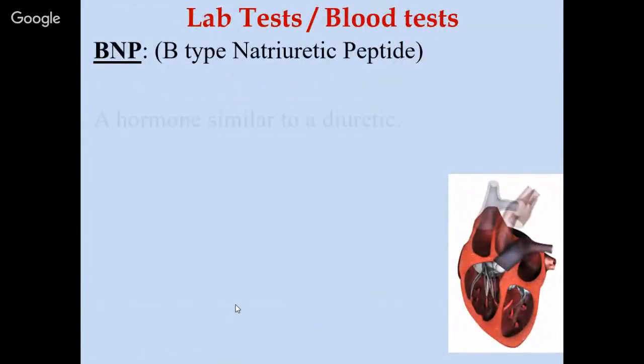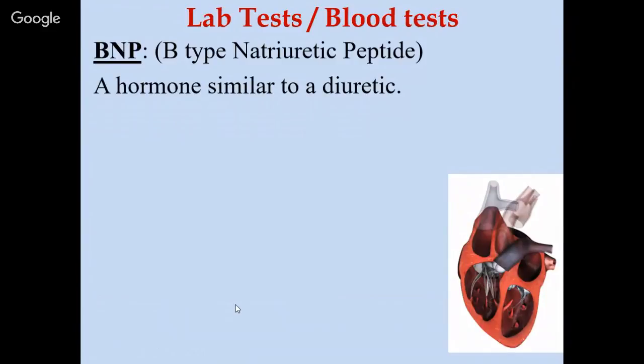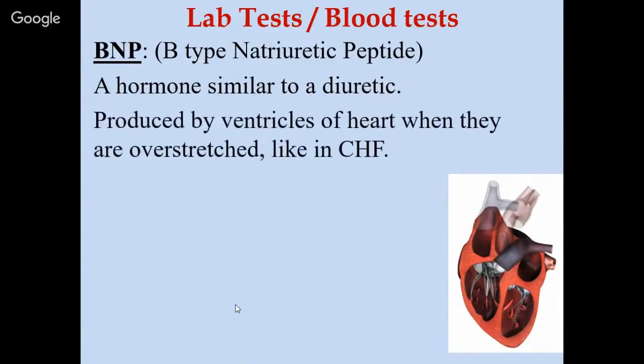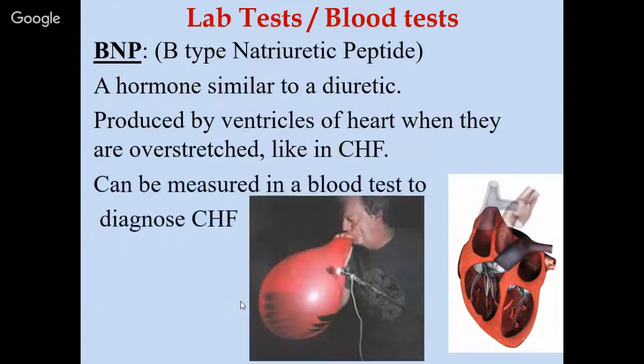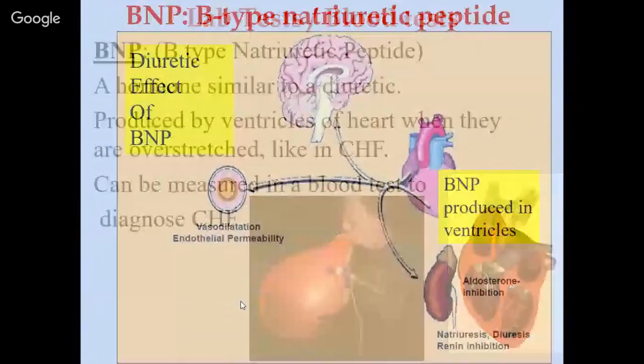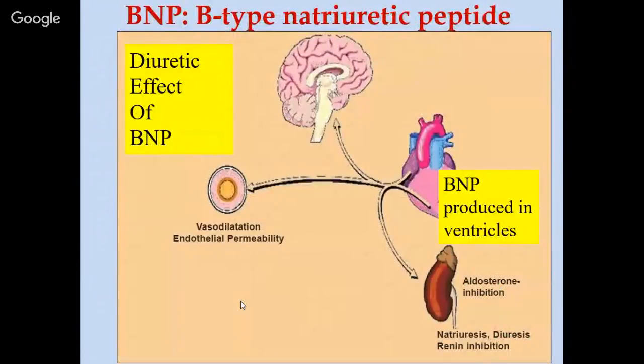BNP, a hormone stimulator to a diuretic, produced in the ventricles of the heart when they are overstretched, like heart failure. It can be measured in a blood test and diagnose heart failure. The diuretic effect on BNP being produced in the ventricles.